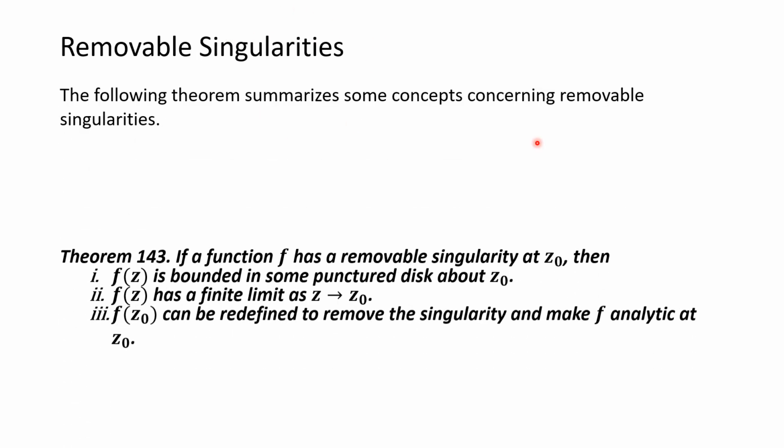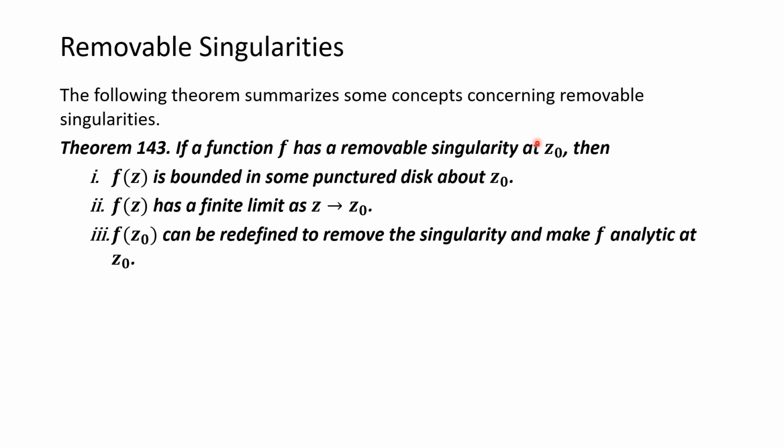Okay, we have a theorem here concerning removable singularities. If a function f has a removable singularity at z sub 0, then these three things are true. Let me start with 2 and 3 since we already know this. f of z has a finite limit as z approaches z sub 0, and whatever that limit happens to be, let's say it's L, then we can define f of z sub 0 to equal L, thereby removing the singularity.